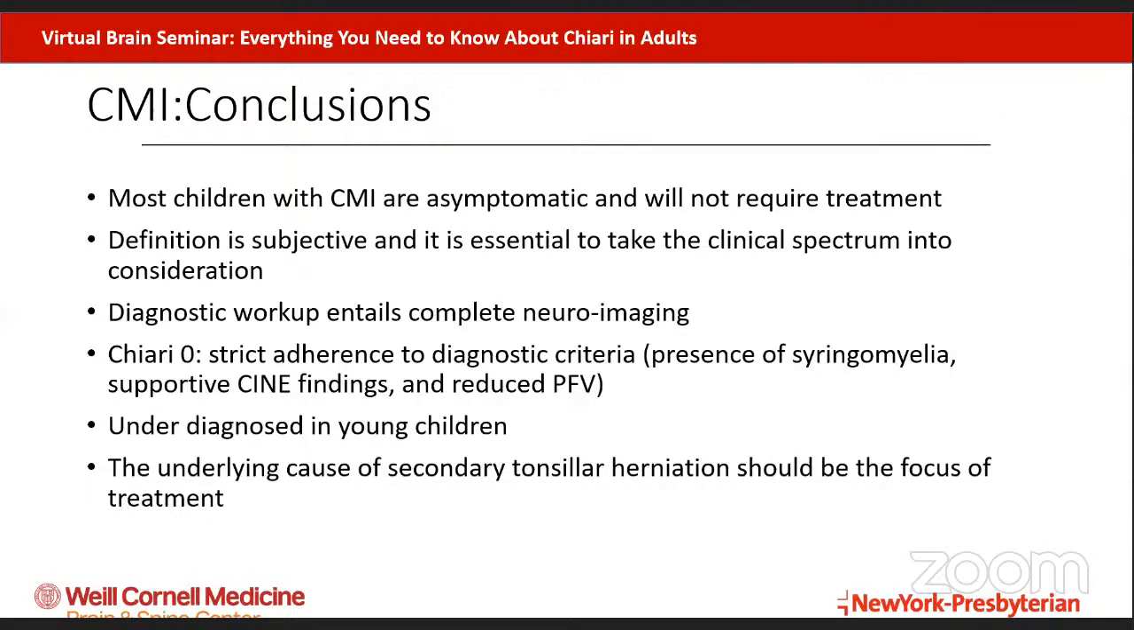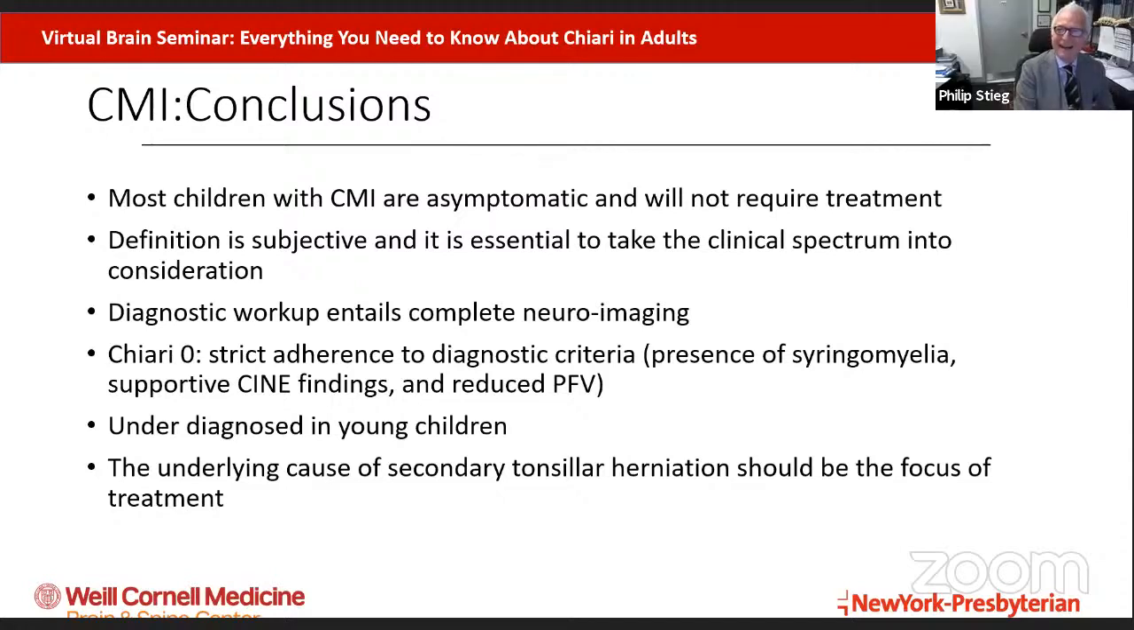This is from Mary. How do you find a neurologist that truly understands Chiari? I think the best way to do that is to find a neurosurgeon that isn't trigger happy with surgery. And they have neurologists that they work with. I mean, I have neurologists that I work with regularly.